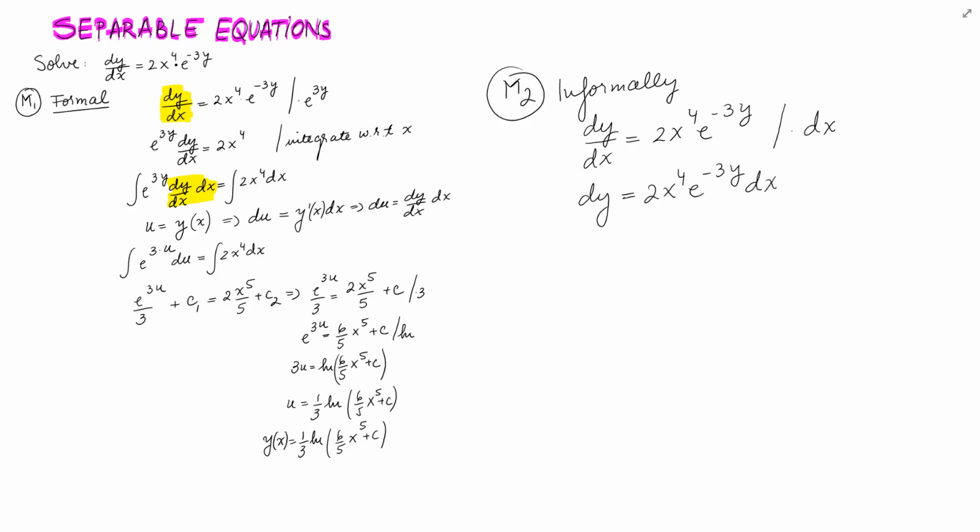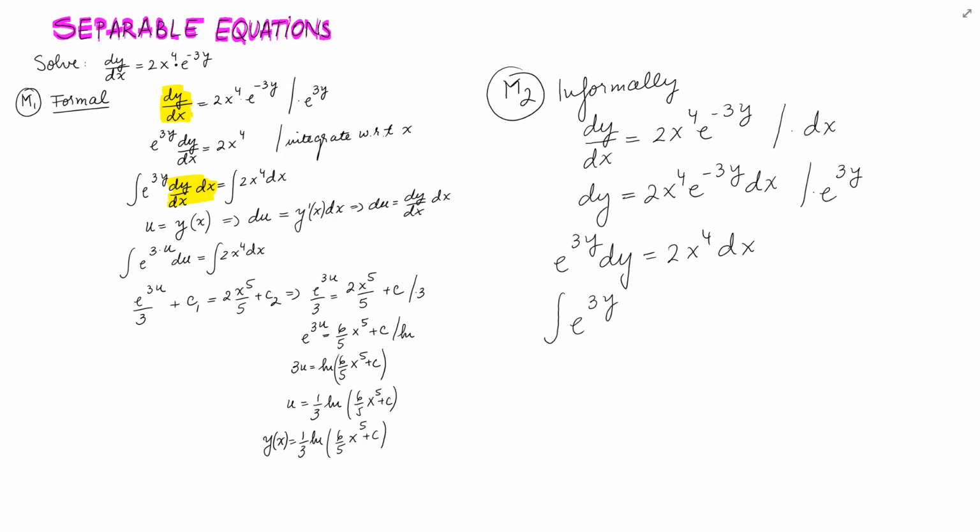So this is why this method is informal and not mathematically rigorous, because dy/dx is a derivative, and we should not treat it as a fraction. But luckily, in this case, when we discuss separable equations, it just works. And you'll see why. If I continue by multiplying by e to 3y, I actually end up with e to 3y dy equals 2x to the 4th dx. So if we compare these two relations that I have here, or I can actually go even one step further and integrate both sides.